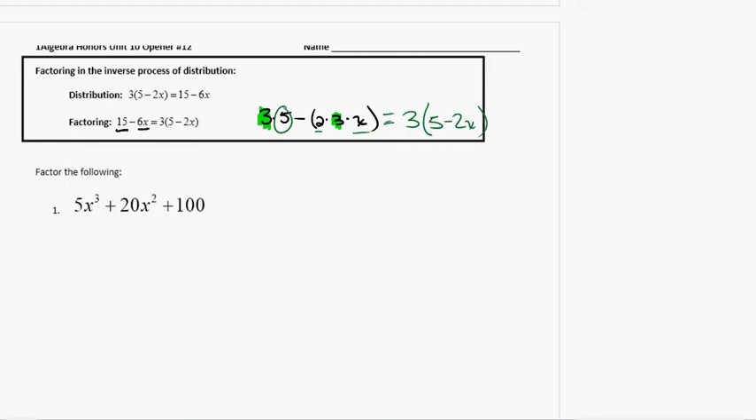So to factor this, I'm looking for what do all three have in common? This is 5 times x times x times x plus 4 times 5 times x plus 5 times 20. And I conveniently chose those, right? That wasn't just a random choice. I suppose I could think of this as 5 times 2 times 2 times 5 if you'd like, and the 4 I could think of as 2 times 2 times 5 if you'd like. And so now I'm looking for what do they all have in common.